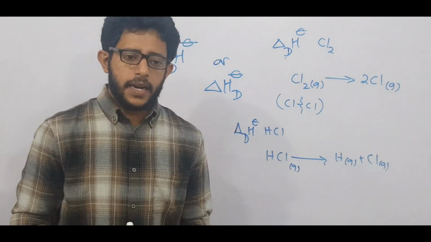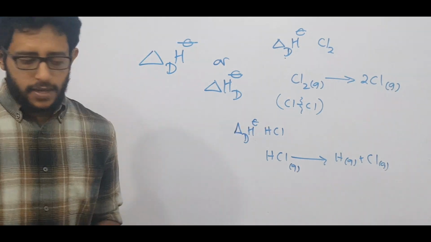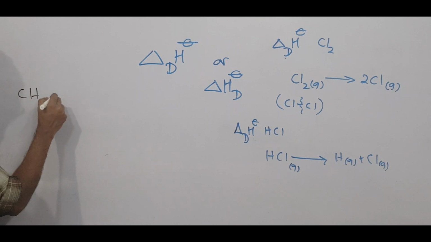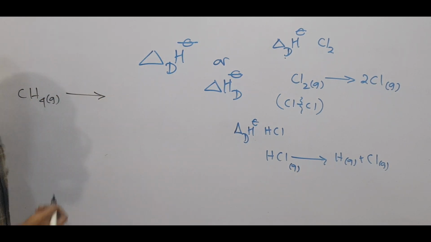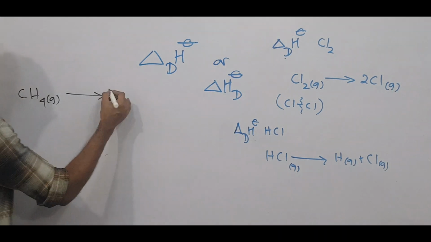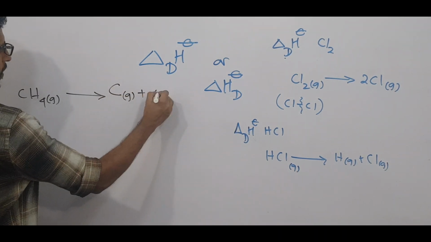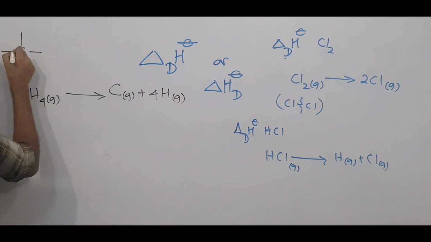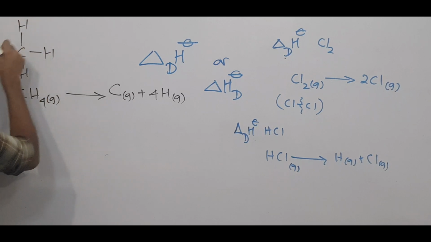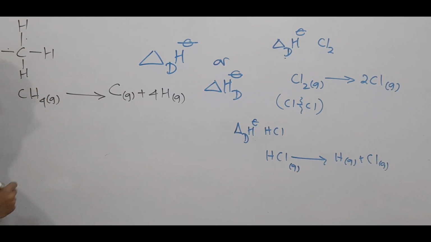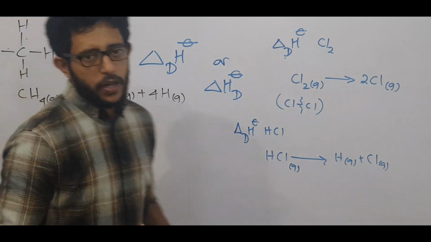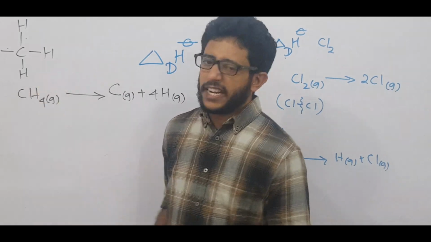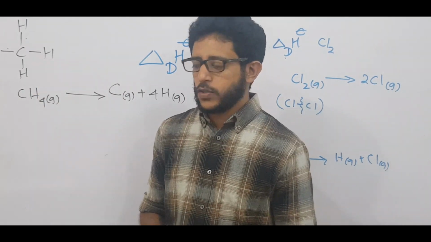Now, there are cases where the molecules contain more than one bond. For example, let's take CH4. If we apply the bond enthalpy for CH4, it gives carbon gas and 4 hydrogen gas. And you can see in CH4, you have 4 C-H bonds: 1, 2, 3, 4. And actually the bond enthalpy value for each C-H bond is different, it's not the same. So if the bond enthalpy values are different, the values are going to be different as well.